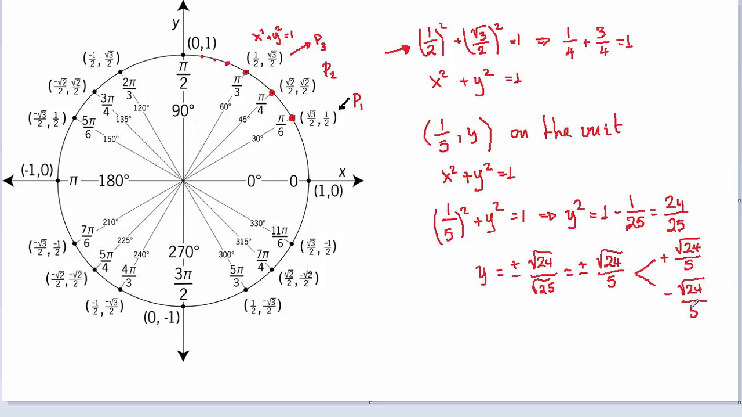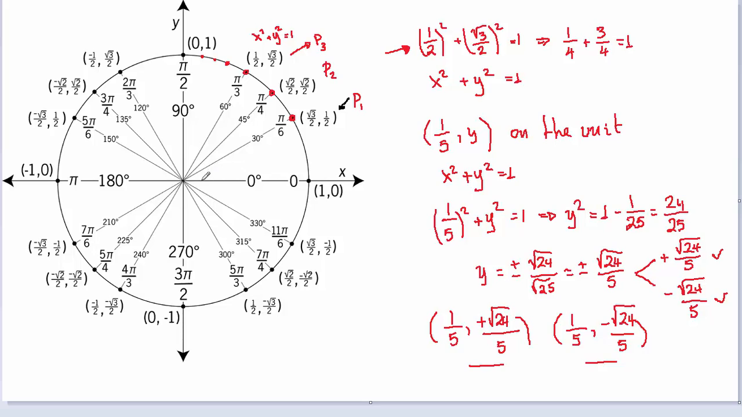What does this tell us? What does it mean that I have two solutions here? Well, it means that there are 2 points on the unit circle where the x-coordinate is 1/5. The one will be (1/5, square root of 24 over 5), and the other point will be (1/5, minus square root of 24 over 5). So, it appears that there are 2 points that have x-coordinate 1/5.